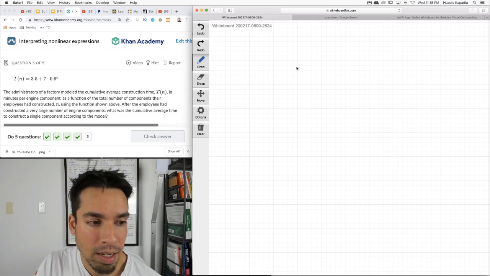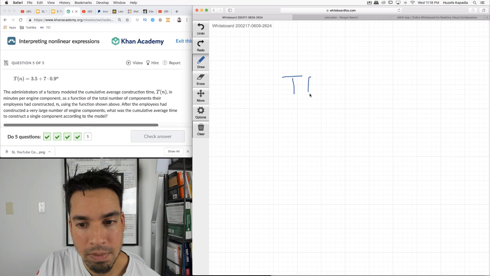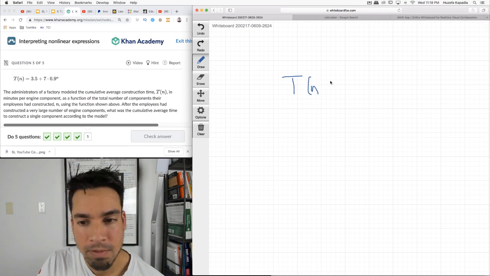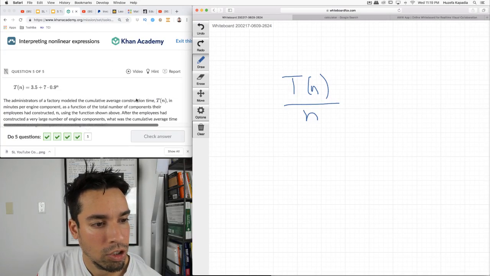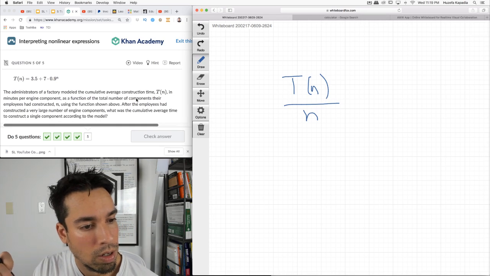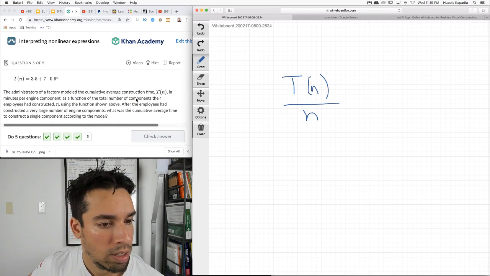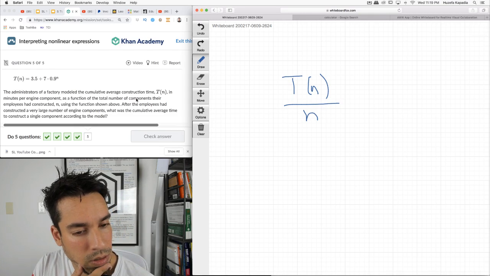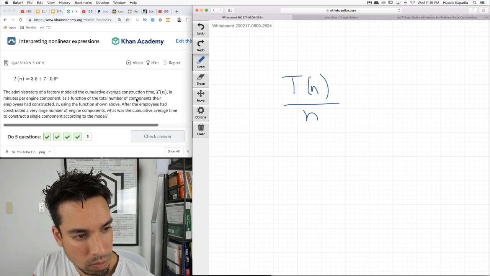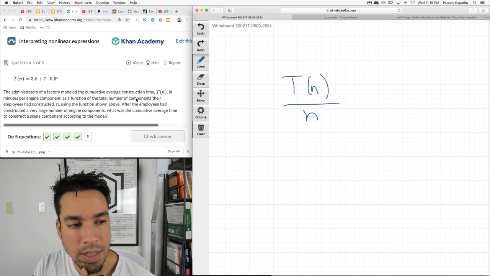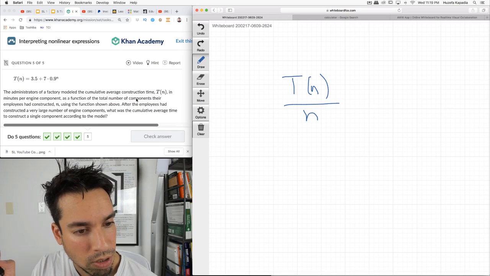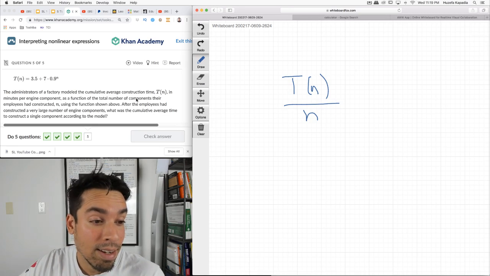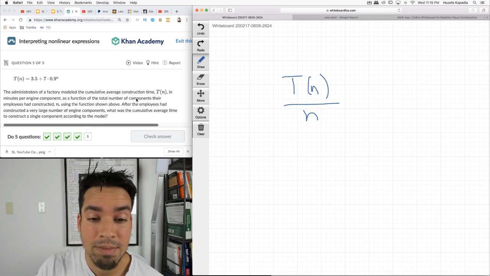So we have to divide it by n. So it's basically T. We could do it like this, or, oh wait, okay, hold on. So components constructed n, cumulative average time. We'd have to take, so let me make sure I read this correctly. Factory model, the cumulative average construction time. Oh, I get it. It's 3.5 minutes.